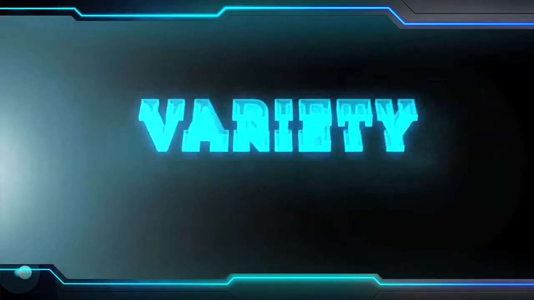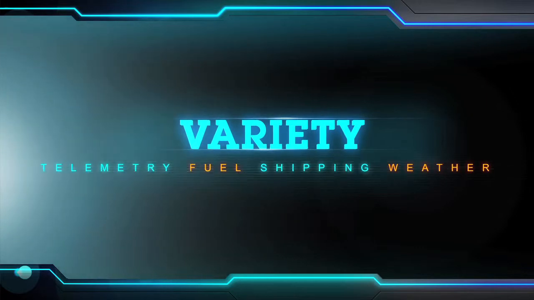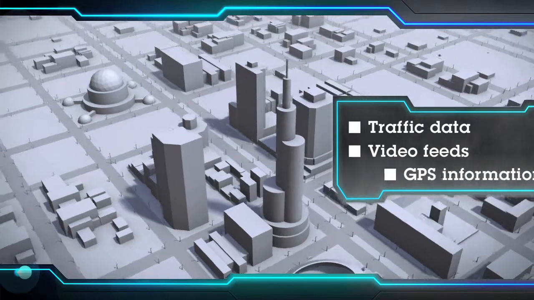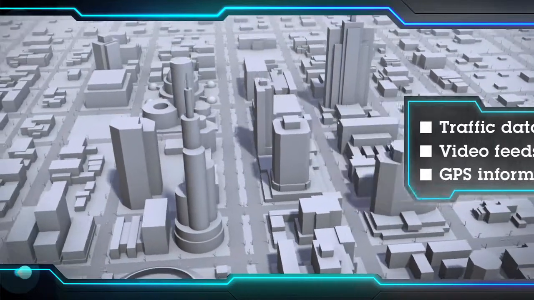And then in terms of variety, imagine, for example, an instrumented city. You may have induction loops in the roads, you may have video cameras, you may have GPS information, and all of that stuff must be integrated in order to come up with answers that are really definitive and actionable.